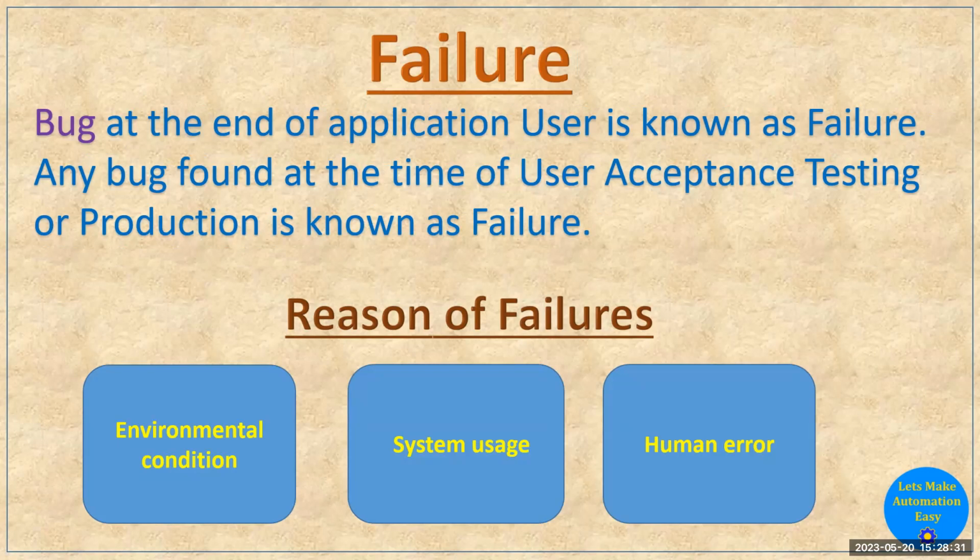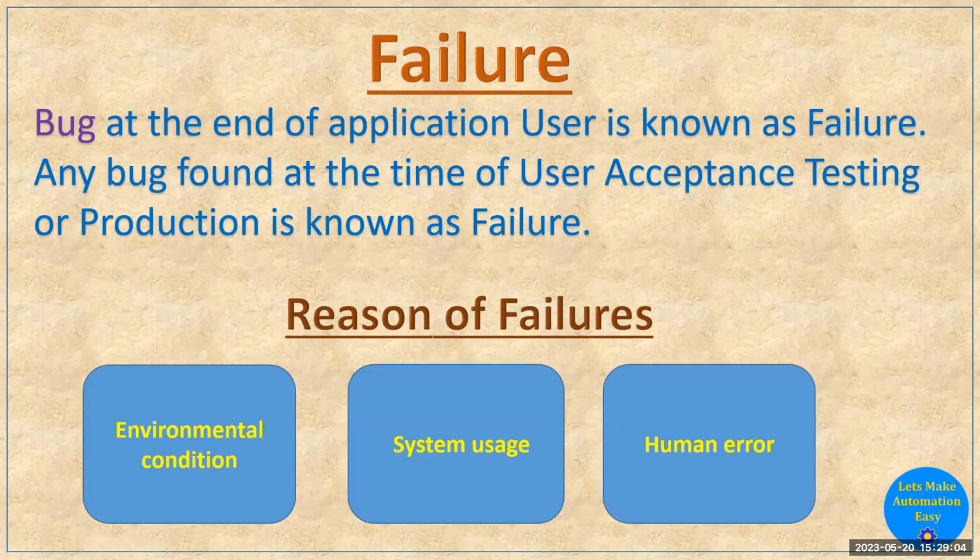It means when your application or feature is released to the UAT environment or the production environment, and any bug is found there at that time, the bug is known as a failure. In short, whenever any issue is caught at the end of UAT testing or in the production environment, this is called a failure. That's why there is no type of failure. There are only reasons for failures.